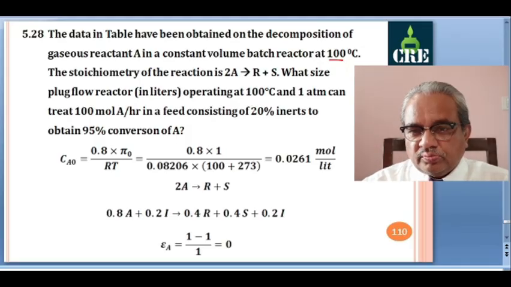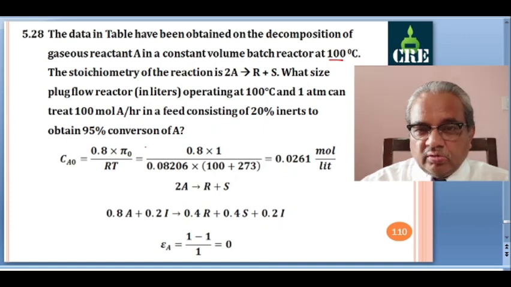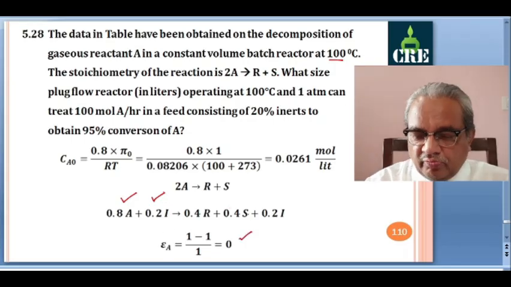It may be 0. You have to just cross check with the number of inerts. So 2A gives 0.8 plus 2, 80% of A, 20% of inerts. What you get is 20% inerts as it is. 2 moles of A give 1 mole of R, 1 mole of S. So 0.8 will give you 0.4 and 0.4. So 1 minus 1, this is 0. So we have verified.